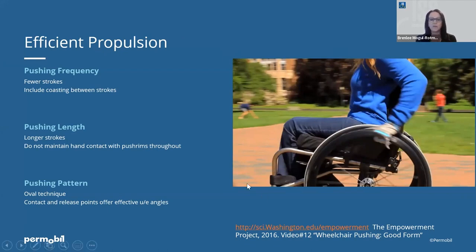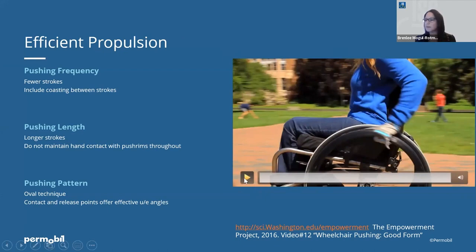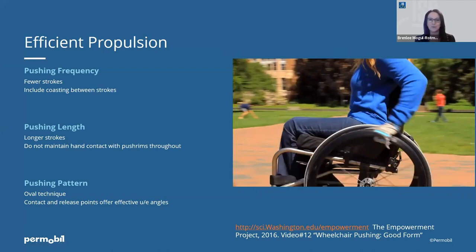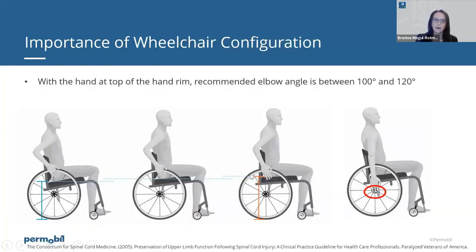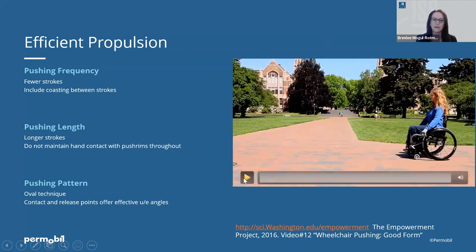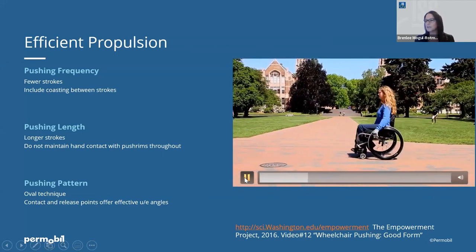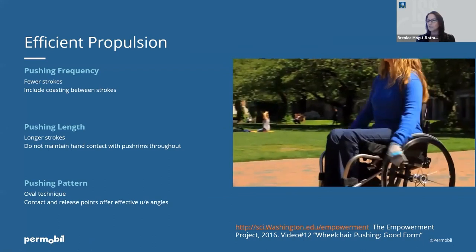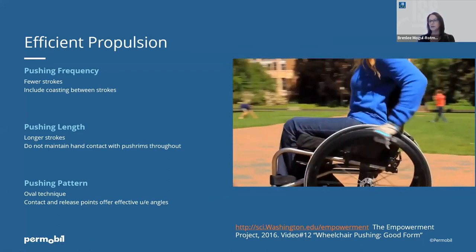So in the Empowerment Project training video, and they have some really cool training videos, they're recommending, let me go back and see if I can play the video again. They're recommending the oval propulsion technique, strong, long pushes without maintaining hand contact of the pusher in between the strokes. So it is something to look at when we're talking about propulsion. And what we have to think about is not just the configuration of the manual wheelchair itself, but also that back support and how the person's able to sit upright.